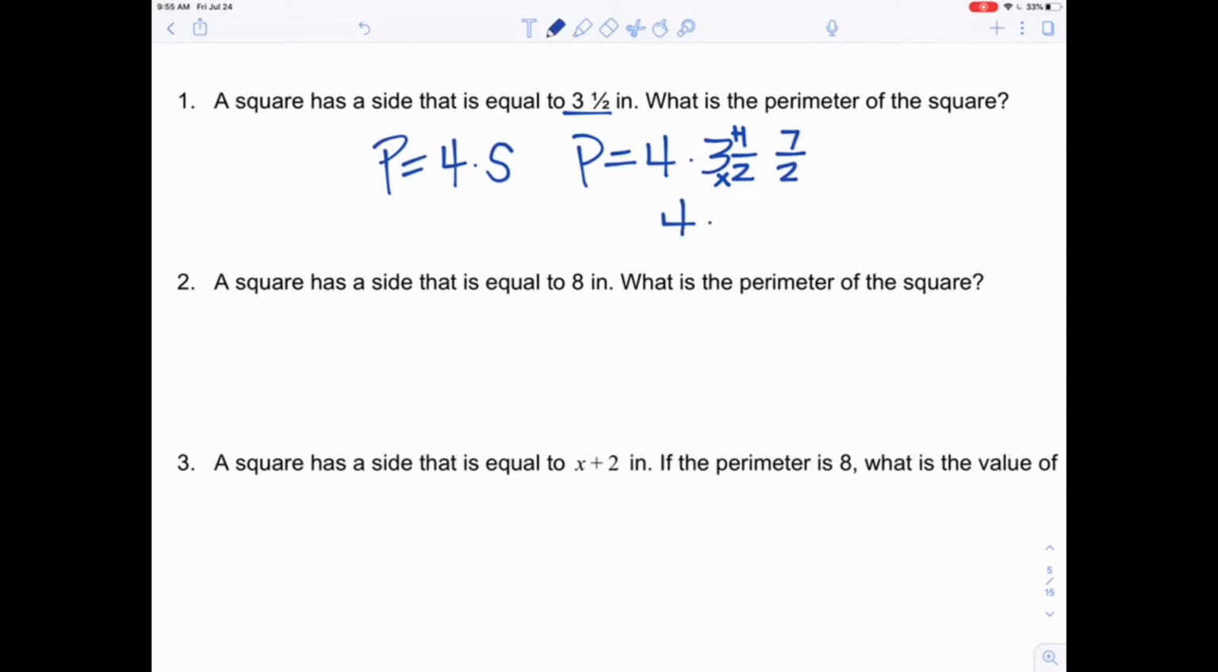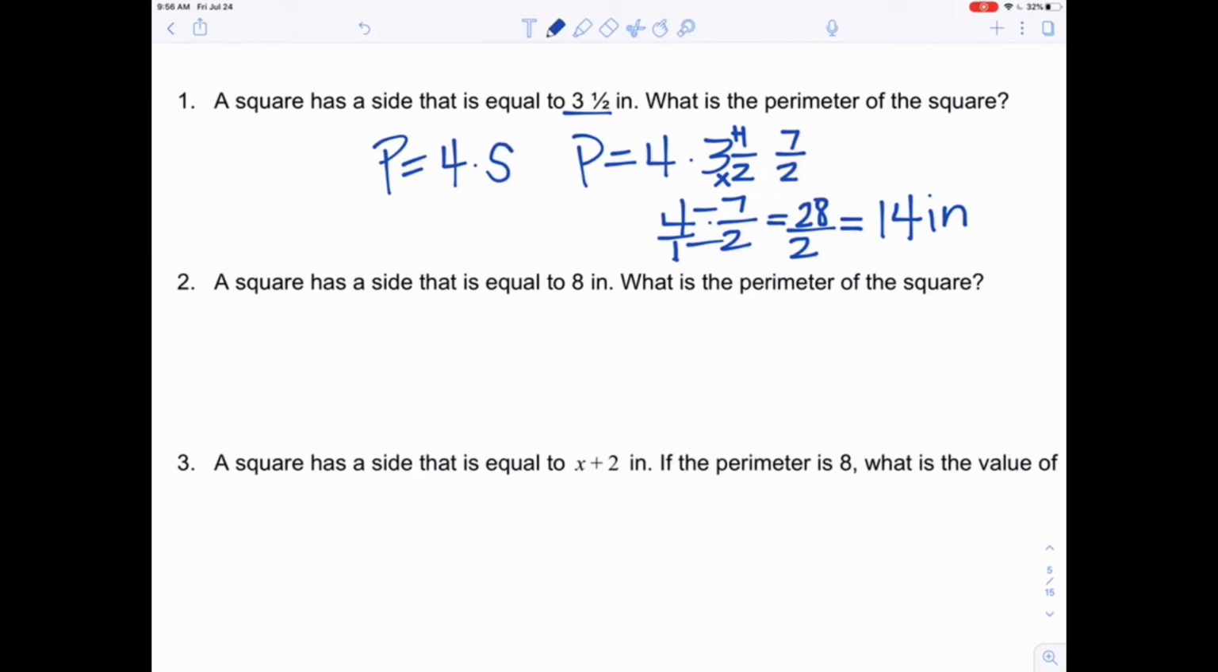I'm going to rewrite this as 4 times 7 over 2. I'm going to do 4 over 1 so it's easy to see what multiplies to what. This gives me 28, because I multiply the top times the top, over 2. And 28 divided by 2 is just 14. So the perimeter of the square is 14 inches. Okay? All right, let's look at another one.